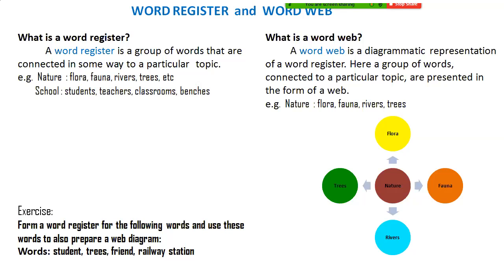Similarly, if you take the word school, words that are connected to school are students, teachers, classrooms, benches, playground, blackboard, books, and so many other words. This is called a word register.